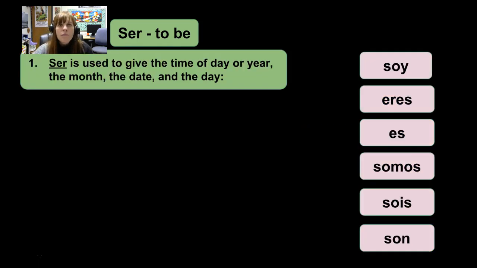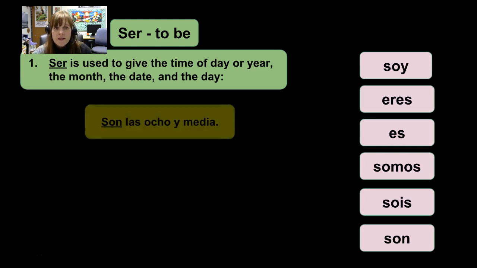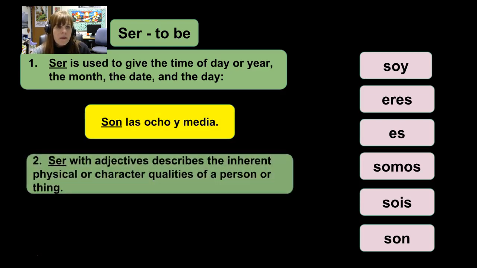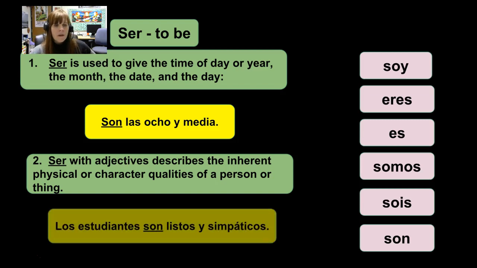So we'll break down ser first, and then we'll get into estar. So ser is used to give the time of day or year, the month, the date, and the day. Son las 8:30. Número dos, ser with adjectives describes the inherent physical or character qualities of a person or thing. Los estudiantes son listos y simpáticos. The students are clever and nice.